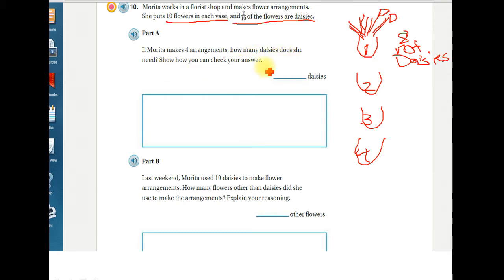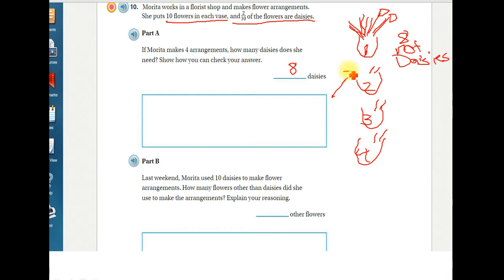Okay, well, if there was 2 daisies in one, there's going to be another 2 daisies in this one, another 2 daisies in this one, and another 2 daisies in this one. Okay, so how many daisies? 2, 4, 6, 8. 8 daisies. Now, show how you can check your answer.